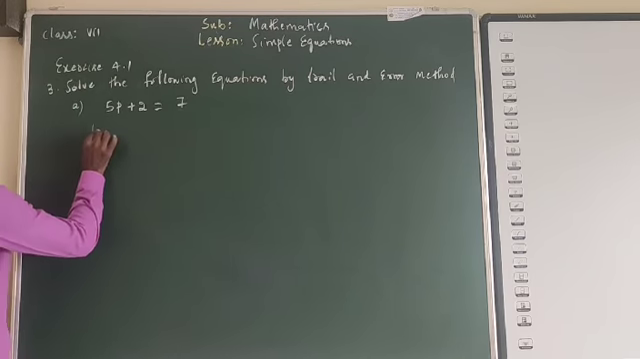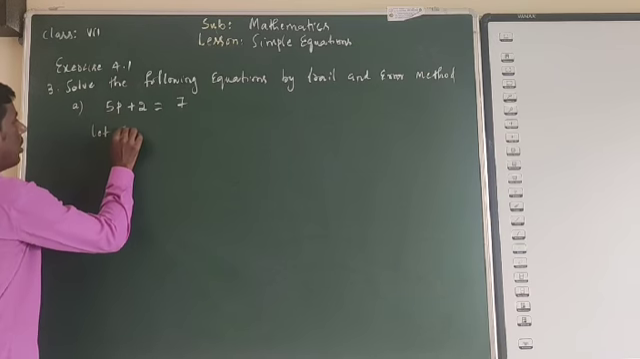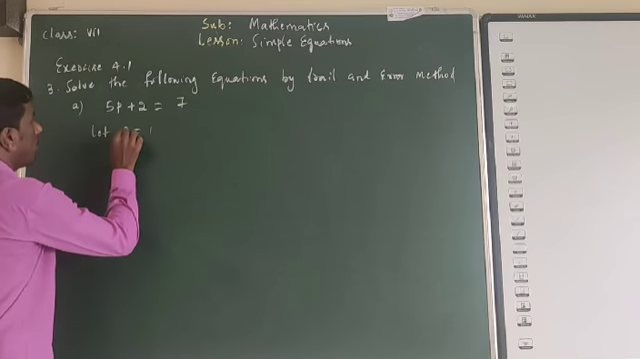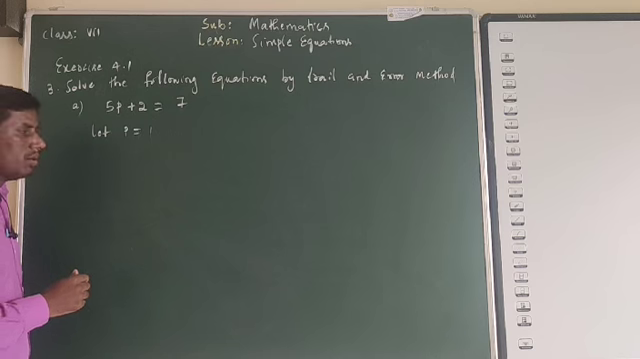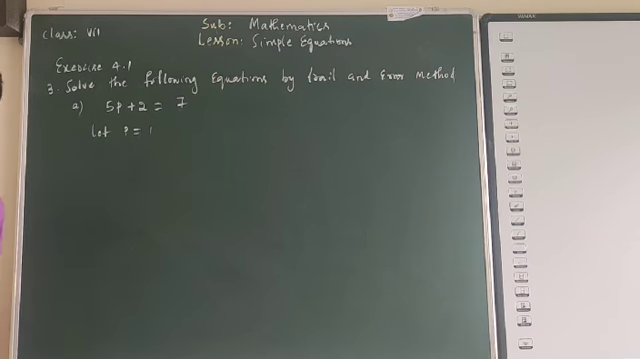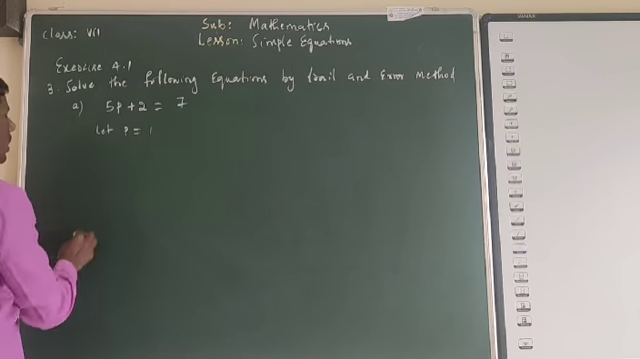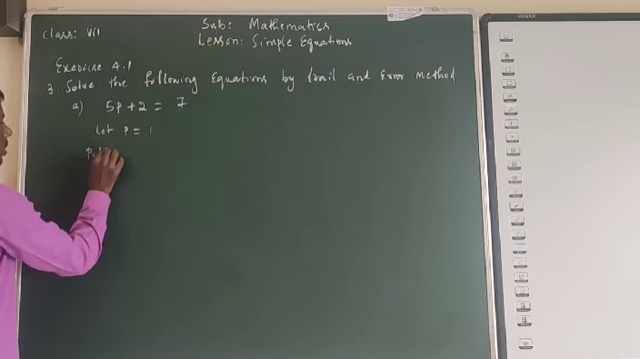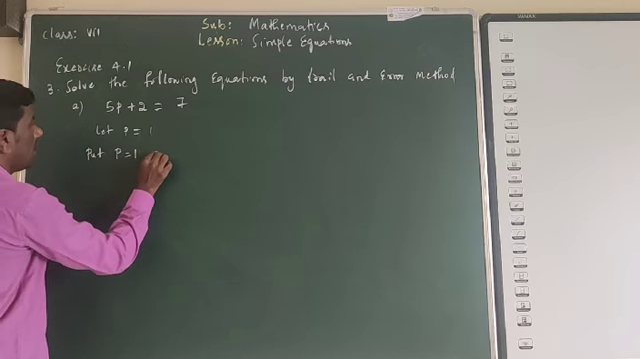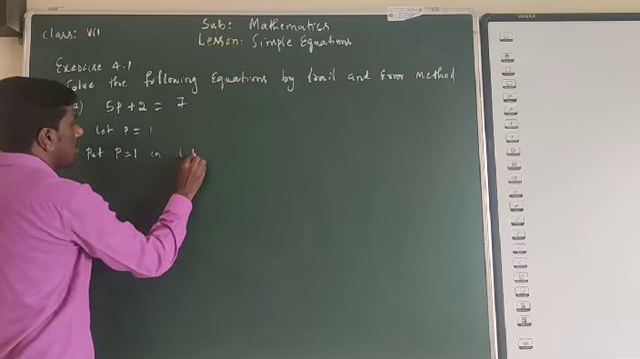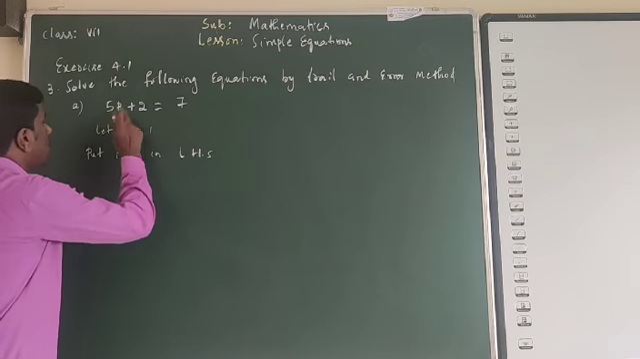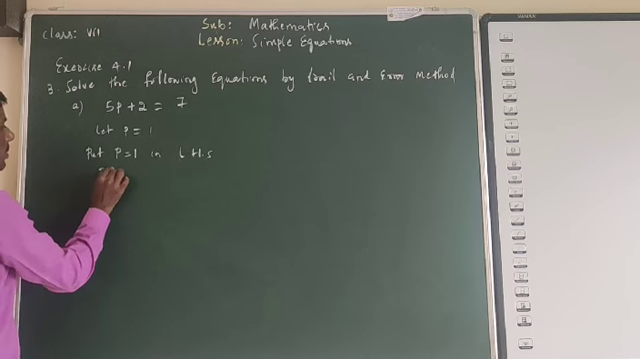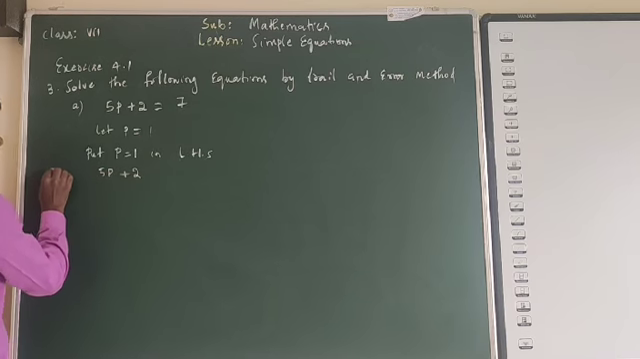Okay. Let p be the variable. Put p is equal to 1. Then put p is equal to 1 in the LHS. So which is the LHS? 5p plus 2. This is the LHS.